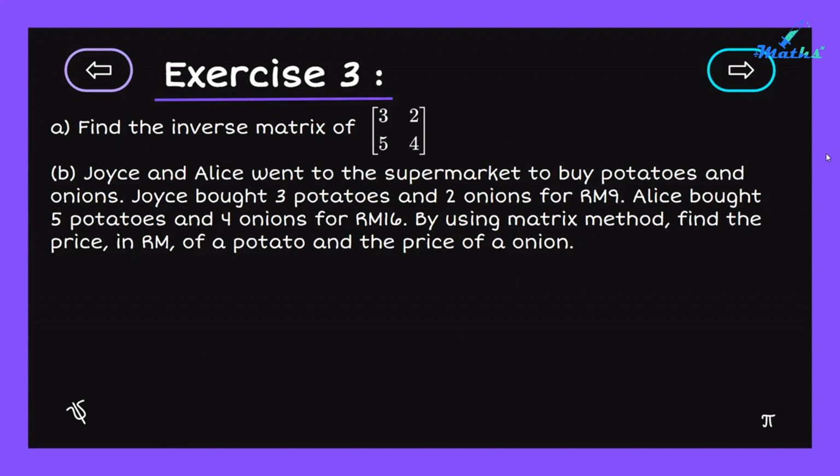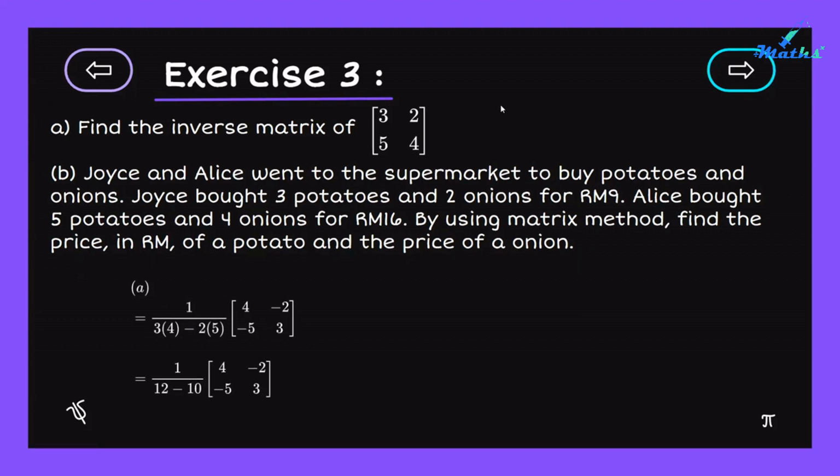Next, exercise 3. A: find the inverse matrix of this matrix 3, 2, 5, 4. B: Joyce and Alice went to the supermarket to buy potatoes and onions. Joyce bought 3 potatoes and 2 onions for RM9. Alice bought 5 potatoes and 4 onions for RM16. By using the matrix method, find the price in RM of a potato and the price of an onion. Grammar error, sorry. For A, we just find the inverse matrix first.